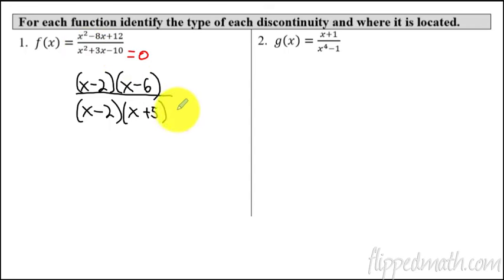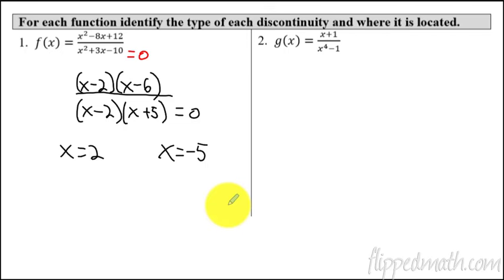Okay, so again, we're trying to figure out when does the denominator equal zero. So I can see right here, if I solve that, I'm going to get x equals 2. So there's definitely a discontinuity at x equals 2. And here at x equals negative 5, if you solve both of those. There's my discontinuities. Now, what type are they?